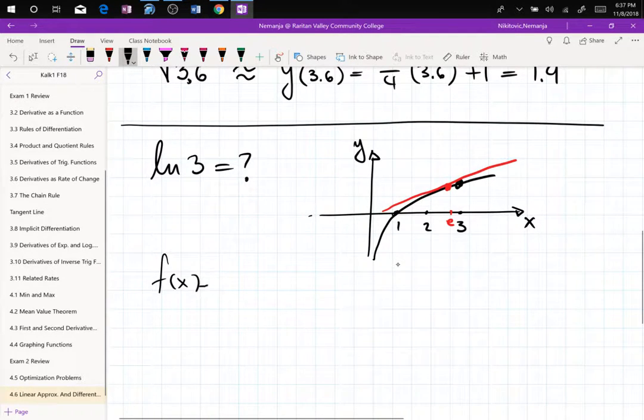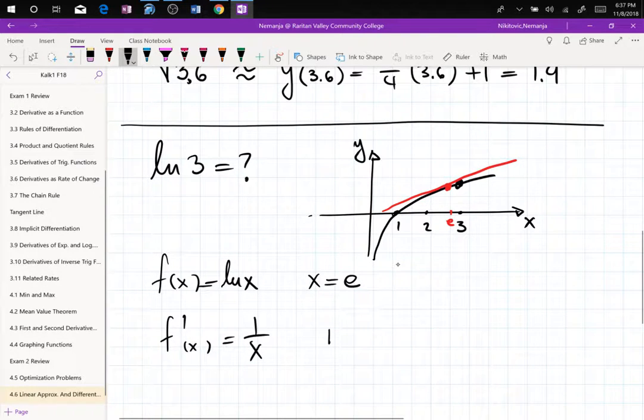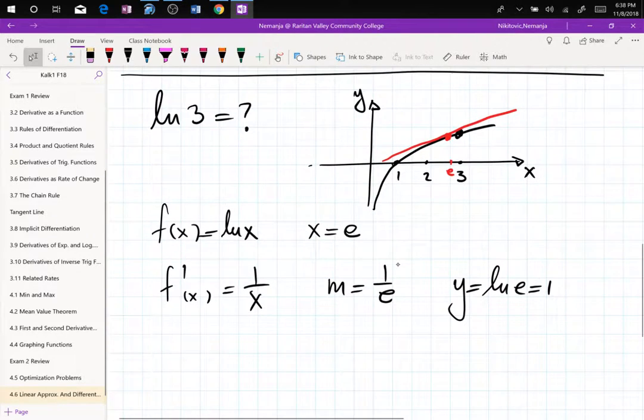So I have that f of x this time is going to be ln x, because I'm trying to compute ln 3. And I'm computing this at x equals e, because that's the nice value to work with ln close to number 3. So what do I have now? Well, I have the derivative, f prime of x is 1 over x, and the slope m is given as 1 over e. Perfect. The y value is going to be ln e, which is 1, and now I have the slope and the point, which is (e, 1).